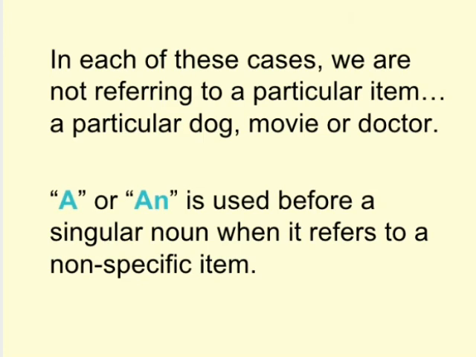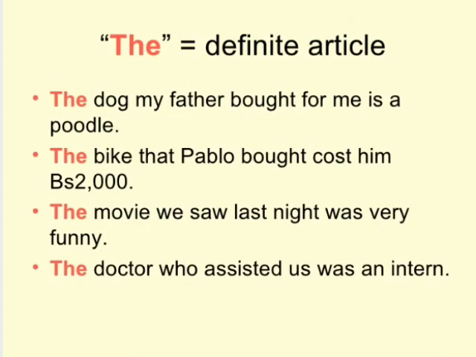In each of these cases, we are not referring to a particular item, a particular dog, movie, or doctor, just like I explained. A and an are used before a singular noun when it refers to a non-specific item. Okay, non-specific. Remember that.